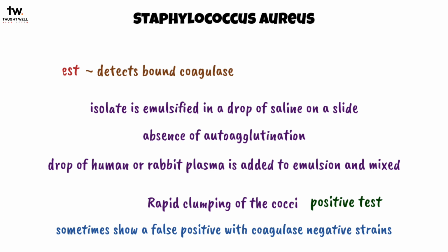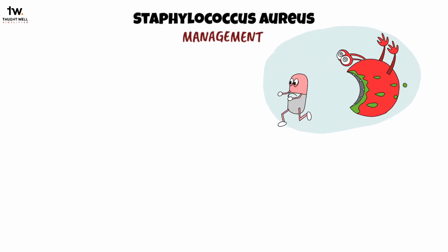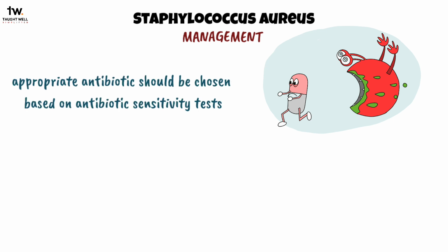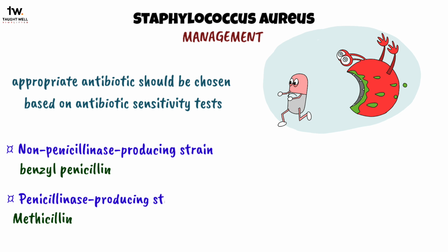Alright, now if you have confirmed that Staphylococcus aureus is the cause of infection, what will be the management? As drug resistance is very common amongst Staphylococci, the appropriate antibiotic should be chosen based on antibiotic sensitivity tests. For example, benzyl penicillin is the most effective antibiotic if the strain is non-penicillinase producing. Methicillin was the first compound developed to fight resistance due to penicillinase production by Staphylococci.